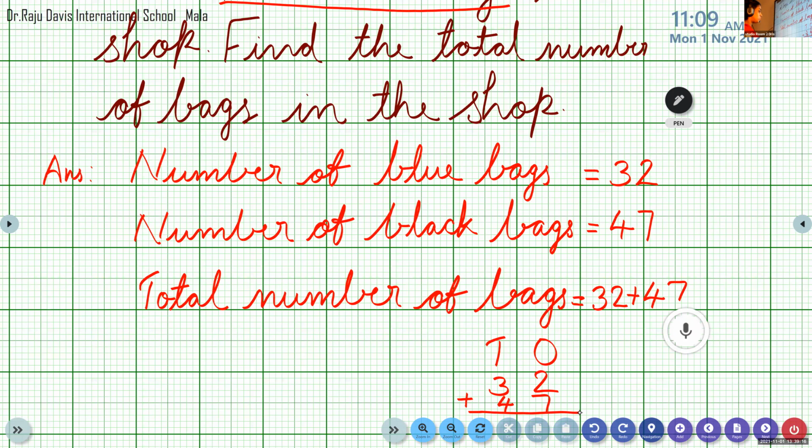Hadia, say the answer. What is the answer? 79. Yes, 79 is the answer. Okay, very good.